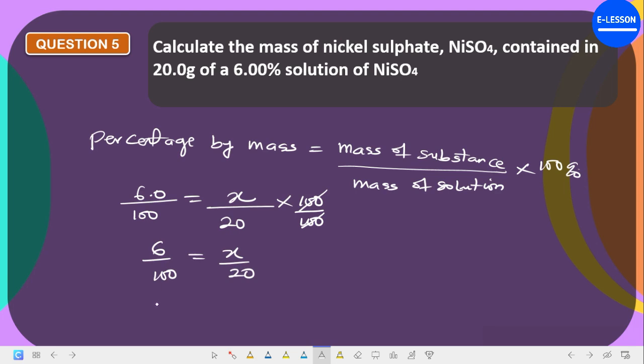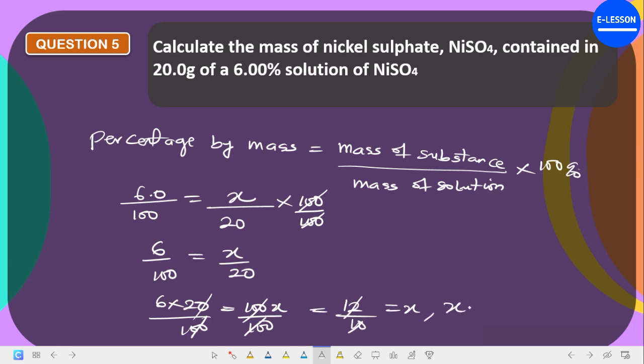Now when you cross multiply, this gives us 6 times 20 is equal to 100x. Divide both sides by 100. When this cancels this, this will now give us 12 divided by 10 is equal to x. Then your x is equal to 1.2 gram. And that makes sense, because if you press it on your calculator, 1.2 gram divided by 20 times 100, let's see if it will give us 6%. It gives us 6%. So your answer is 1.2 gram of nickel sulfate. Are you getting it now? So that is the solution to that one.